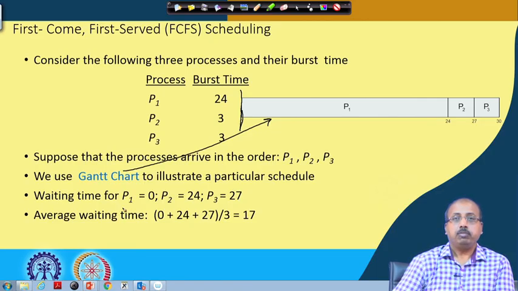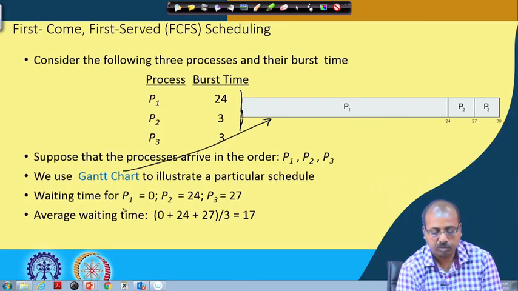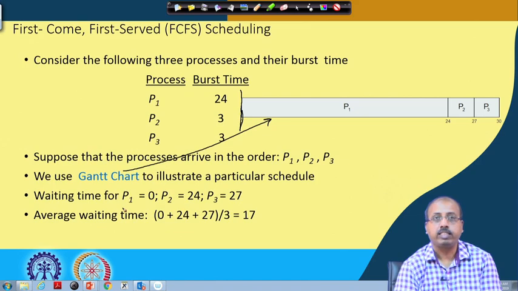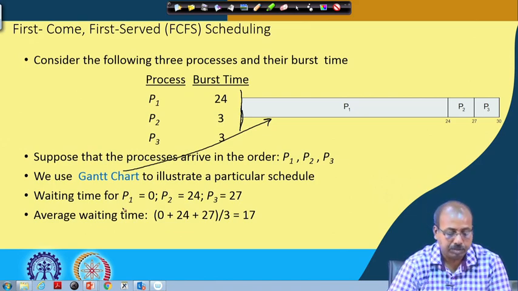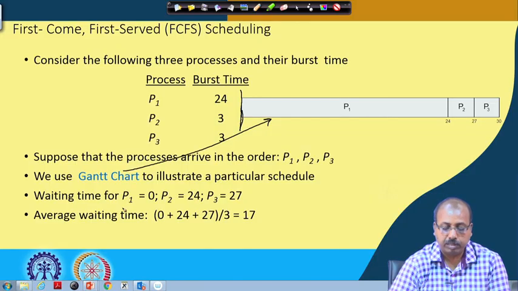So, naturally the waiting time for P1 is equal to 0, the waiting time of P2 is equal to 24, because from the 24th time instant P2 could start, and P3's waiting time is 27, because it can start from the 27th time instant. So the average waiting time is 0 plus 24 plus 27, divided by 3, which is equal to 17.